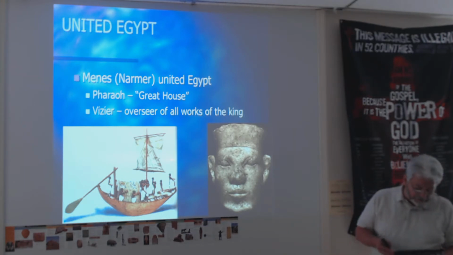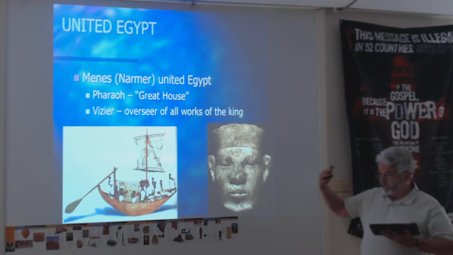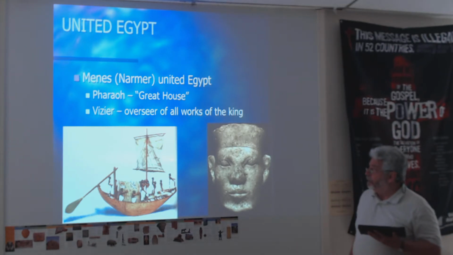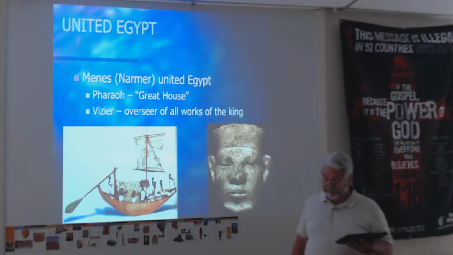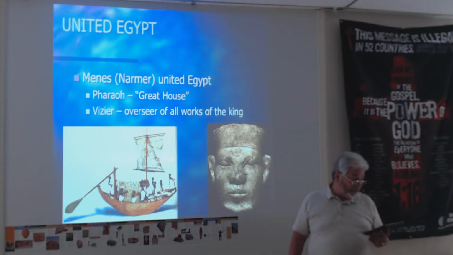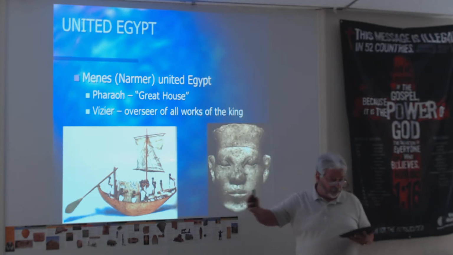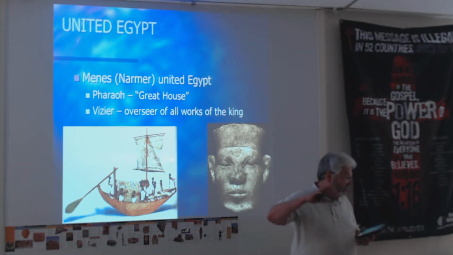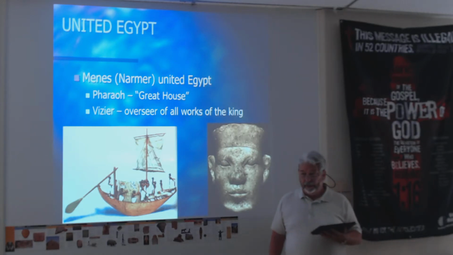He takes for himself the name Pharaoh, which means great house. House, of course, refers to his family. So the word Pharaoh we find back in this area. And we also have the term vizier, or at least a designation of what that person does. The vizier is the overseer of all works of the king. He's the one that's in charge of really carrying out the king's orders, of running the country for the king. And we will see that come into play later on.